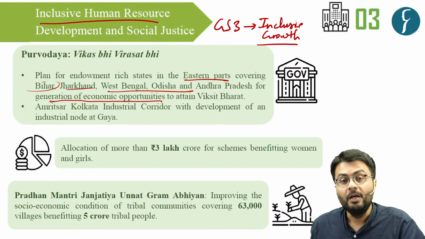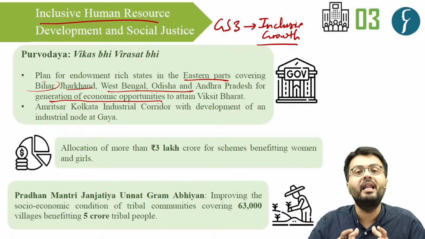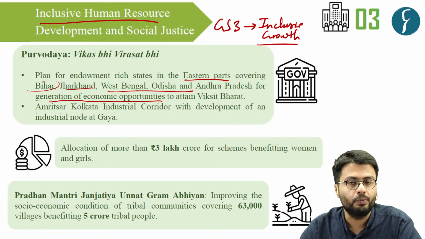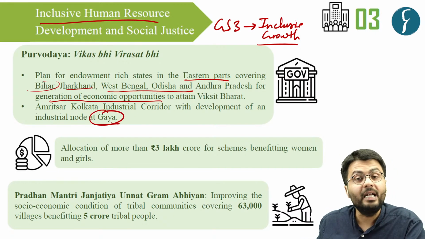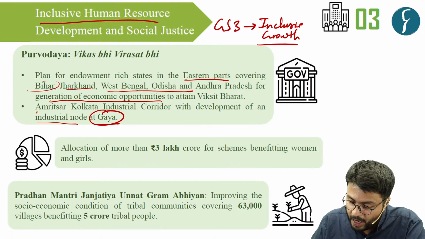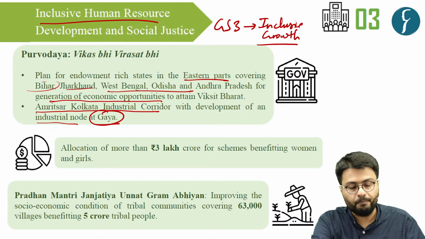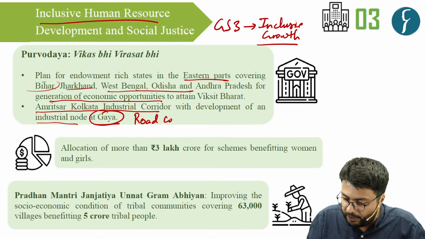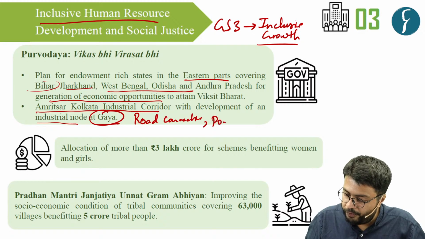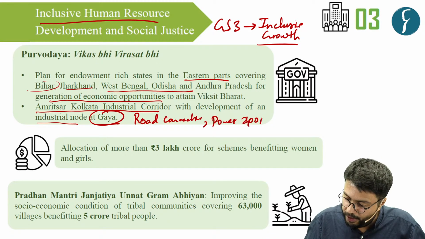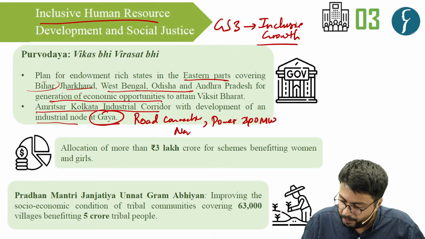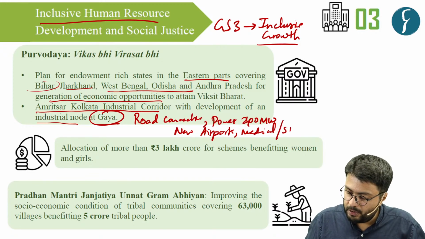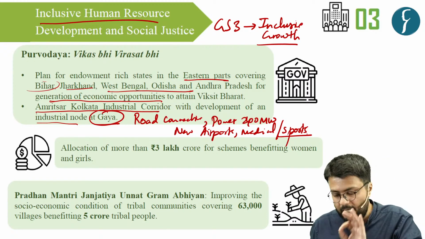Case in point being Bihar, as the ruling party in Bihar is a key ally for the central government. Hence, the central government is extending various economic benefits to Bihar as well. For example, Gaya city, which is located in Bihar, will be developed as an industrial node under the Amritsar Kolkata Industrial Corridor. Further, Bihar will also be provided with road connectivity projects, development of a 2400 megawatt power plant, as well as new airports, medical colleges, as well as creation of sports infrastructure in the state.